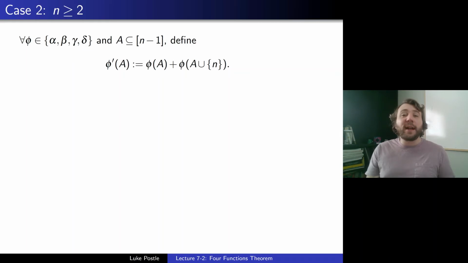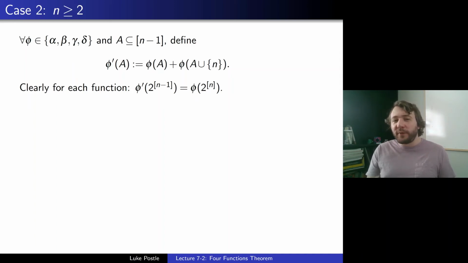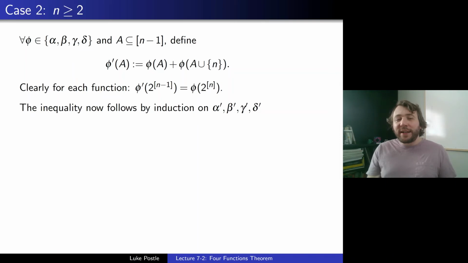Well, you take the sum of a and a union n for subsets of n minus 1. So we kind of group up, we pair up each set a with a union n, and we take the sum. So this will essentially project all the functions down a dimension by doing these pairs. And clearly for each function, the sum over all of them, so phi prime of 2 to the n minus 1, is the sum of the original over all the sets, so phi of 2 to the n. And so now, given that, we'd be done.